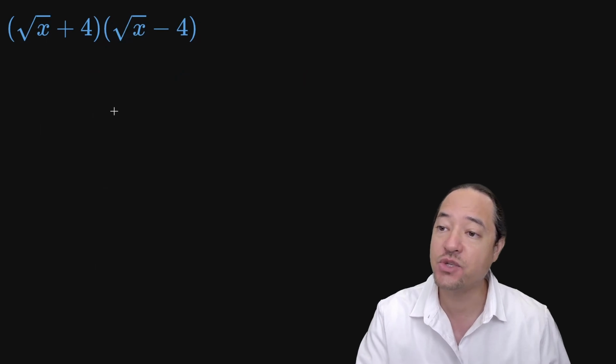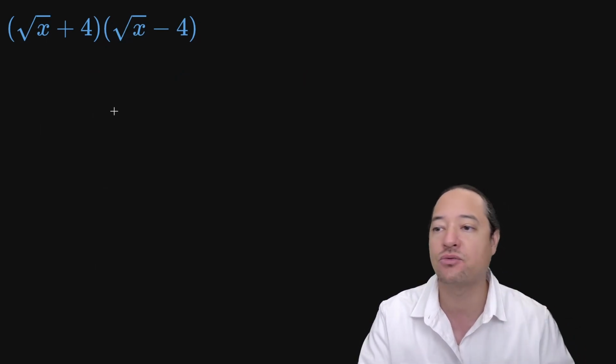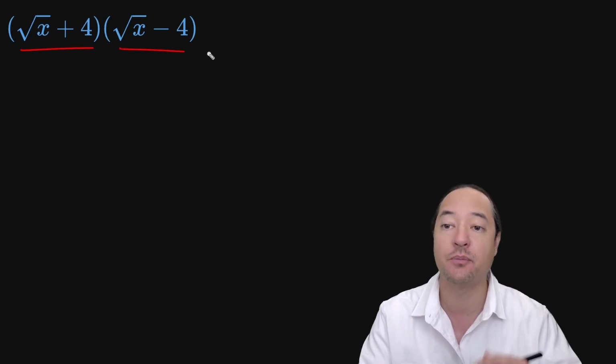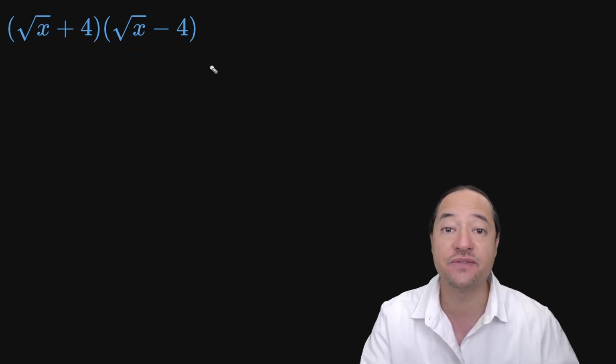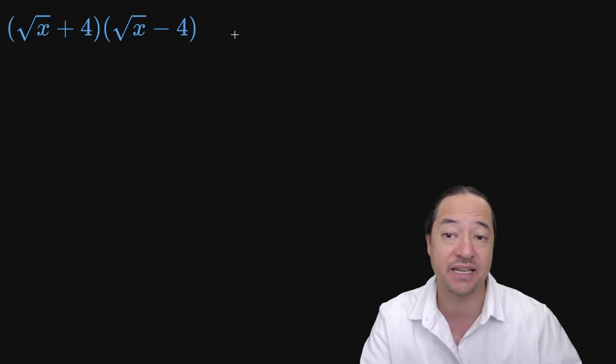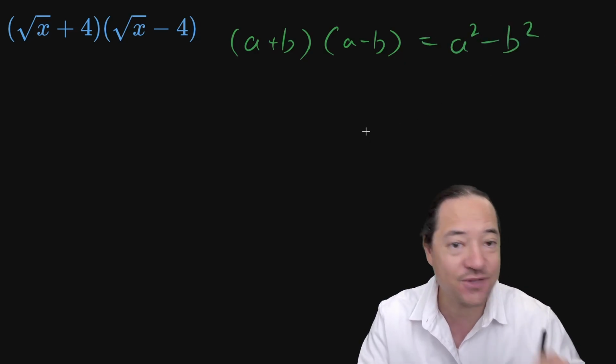Okay, so this one we could FOIL, right? That's always a valid option, but recognize that this is actually one of those special product rules that we learned about. This is the sum multiplied by the difference of the same terms. Let's remember what this rule looked like. If you have a plus b multiplied by a minus b, this is going to be equal to a squared minus b squared, right? So that's what this is going to be.